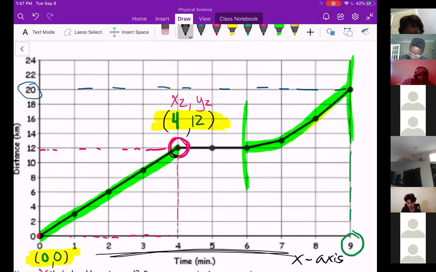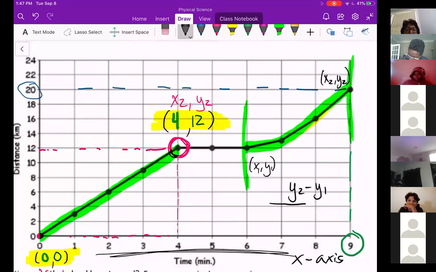I'll give some of you guys a hint. So this should be an X and a Y number. This should be your X1 and Y1. And this should be your X2, Y2. And then remember the equation was Y2 minus Y1 divided by X2 minus X1. All right. Getting some answers coming in.